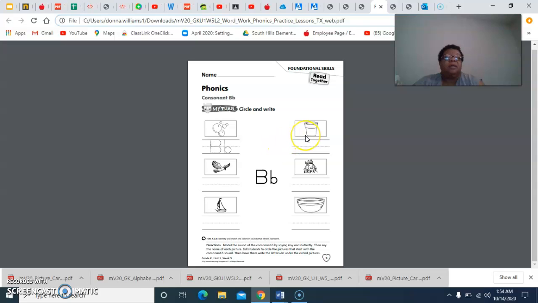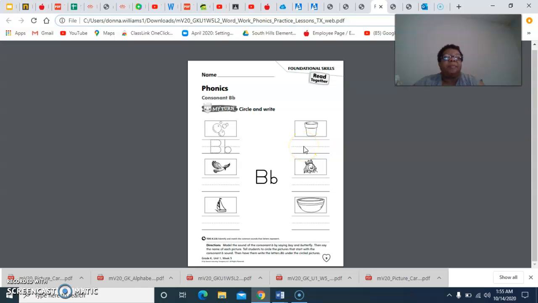Next one, pot, pot, b, b. So it almost sounds the same, but when you do b, b, it's a little bit different. So pot starts with P. This one doesn't start with B, it starts with P. So you can practice writing the letter P, the capital P, and lowercase p.